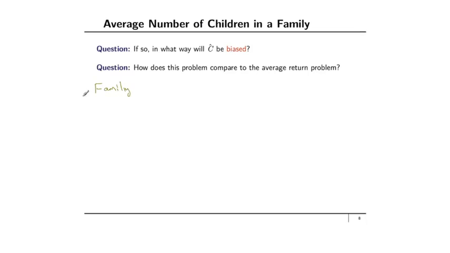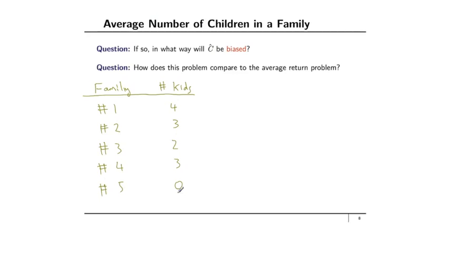So this is family. We've got family number 1. This is the number of kids or children in each family. So family number 1 we'll assume has 4 children. Family number 2 we'll assume has 3 children. Family number 3 has 2 children. Family number 4 has 3 children. And family number 5 has 0 children.